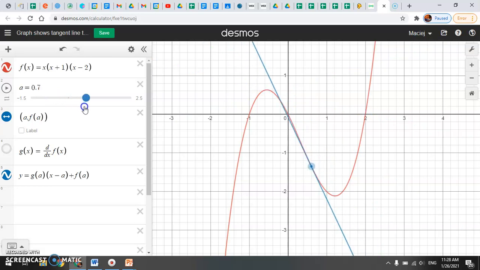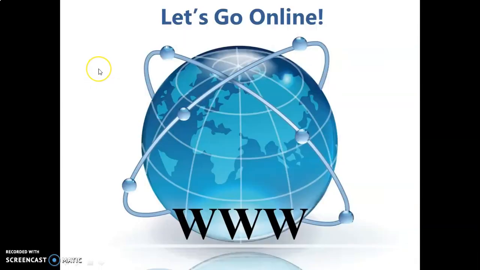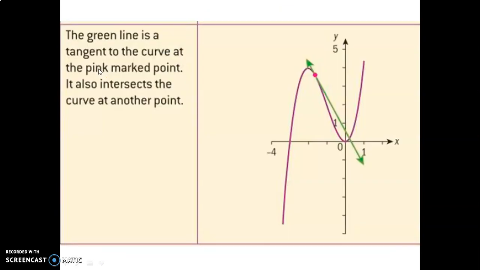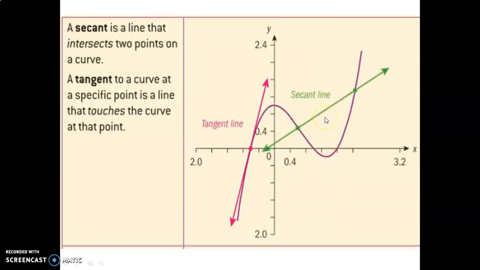So tangent lines always show us the slope. And the derivative will give us the equation of the tangent lines. Okay, so let's take a look at that now. Again, here's the tangent line, and we can see at this point that's the tangent line. Therefore, the slope at that point is the slope of this tangent line.